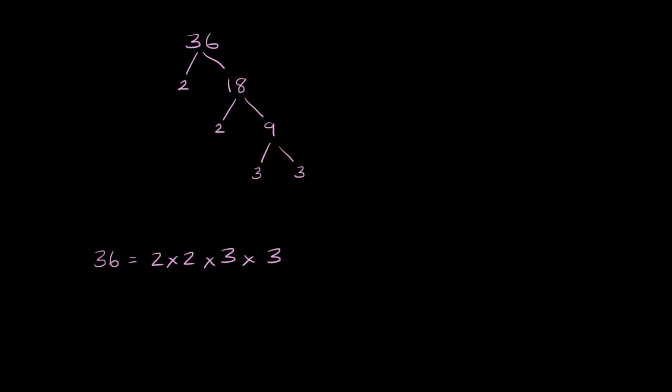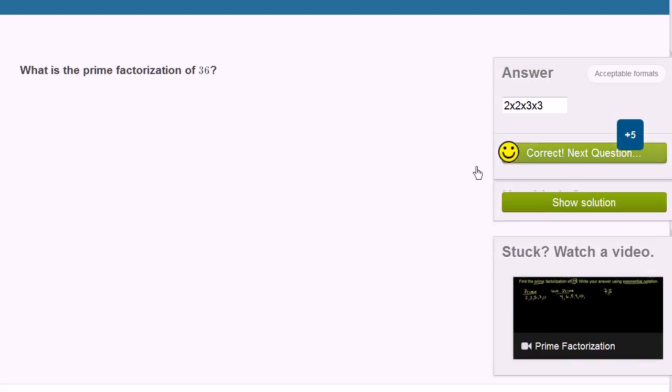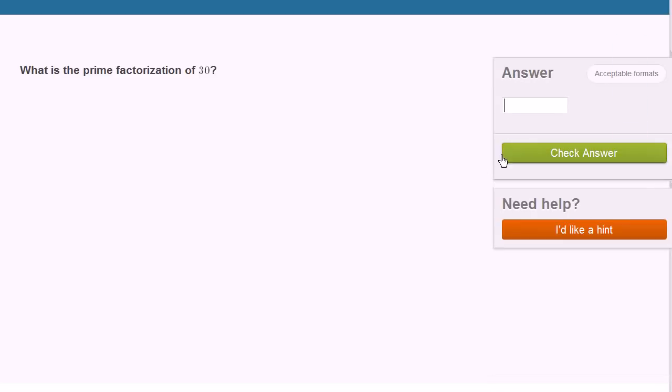So now let's input that to make sure we got it right. 2 times 2 times 3 times 3. And you can check yourself. If you have the product of numbers that are all prime, and the product actually is 36, you have successfully prime factorized the number. Let's do a couple more of these.